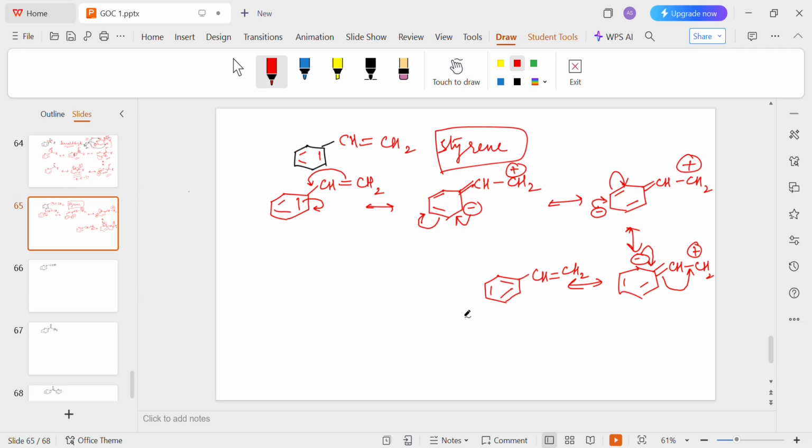All right, now let us draw the hybrid. How will you draw the hybrid? According to these contributing structures, the basic structure becomes CH, single bond CH2, drawn outside the bracket. This is the hybrid that I am drawing.